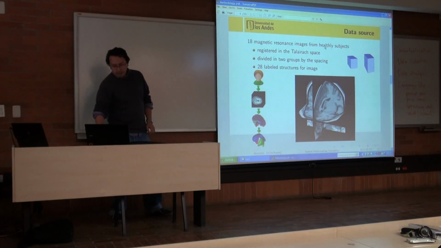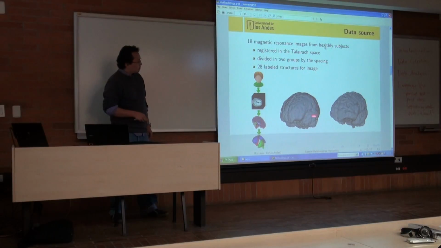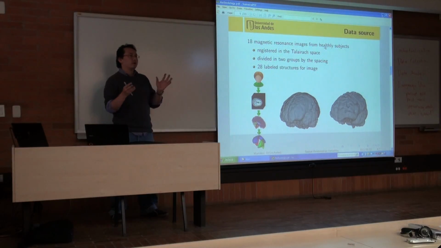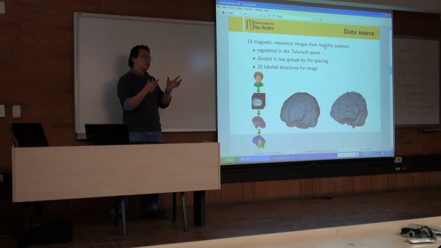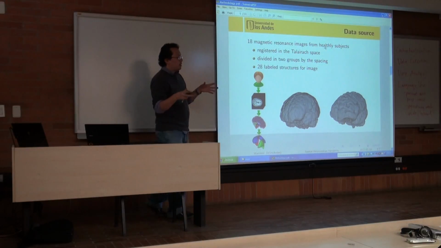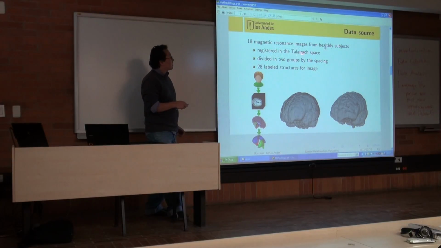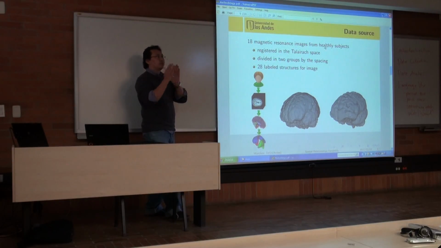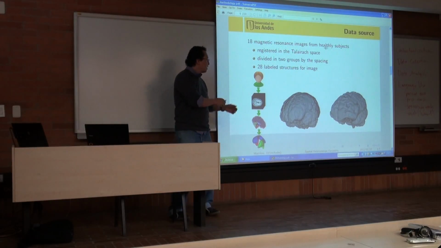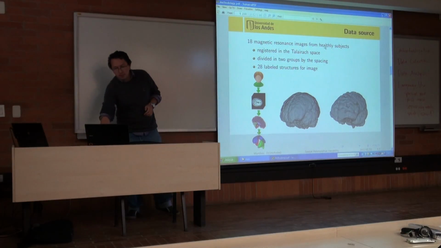To make the comparison between brains, we have to register them. What that means is that they are in the same space for making comparisons. In particular, we use the Talairach space, which means that one brain is aligned with another brain.